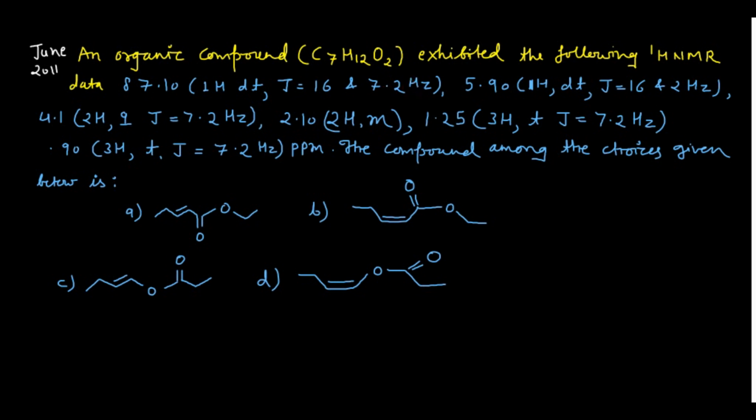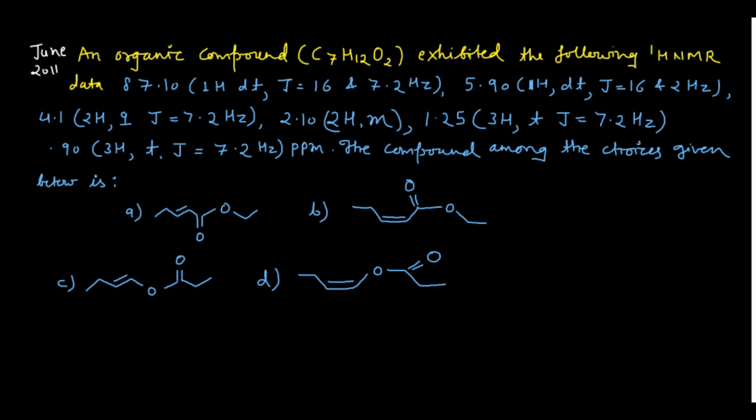So there is no need to worry about that. You only focus on this 7.10 and this value of the coupling constant, which is 16. And the second data is again given for 5.1, again you are getting the signal at 5.90, corresponding to one proton, again the J is 16. So this question is basically solved by using the value of the coupling constant.